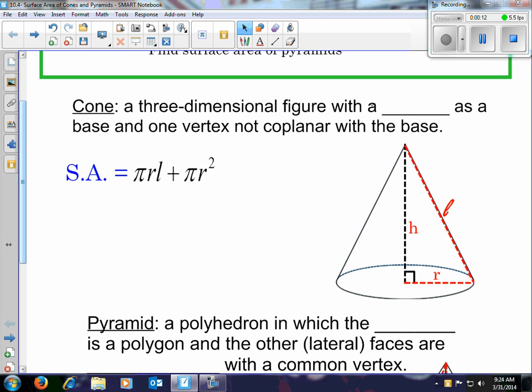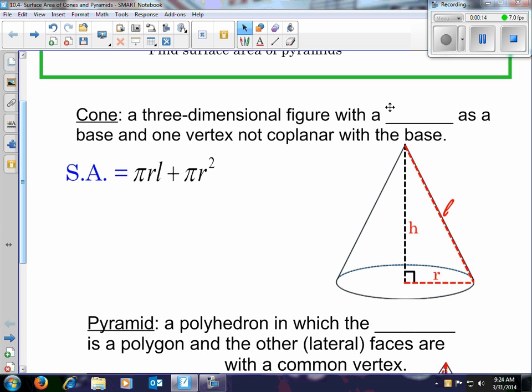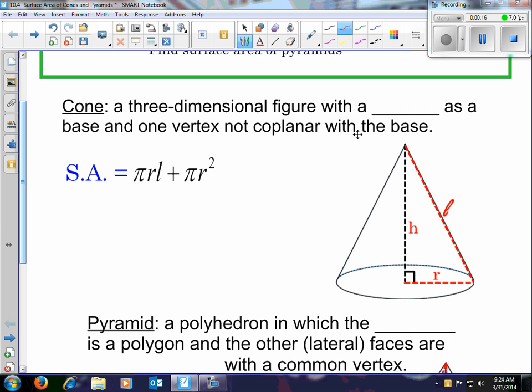A cone is a three-dimensional figure with a circle as the base and one vertex not coplanar with the base. So we have a circle base here, and we have our vertex up here that is not coplanar with the base.